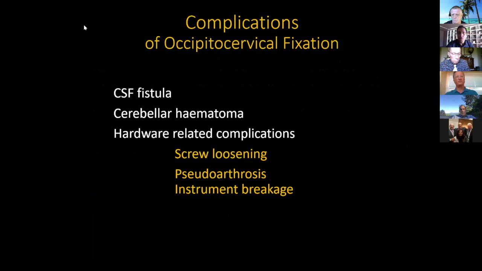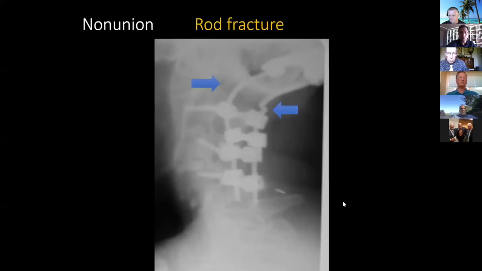If we look at the complications of occipitocervical fixation, CSF fistula is one of them. Cerebellar hematoma because of the penetration of the dura and the cerebellum with the screws. And there are hardware-related complications, which are more common. Screw loosening, pseudoarthrosis, and even instrument breakage may happen. This is one of my cases which had a rod breakage after an occipitocervical fixation. Both rods were broken.